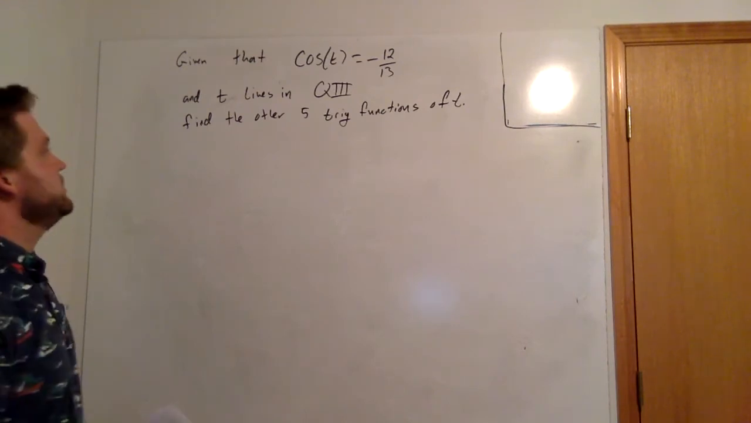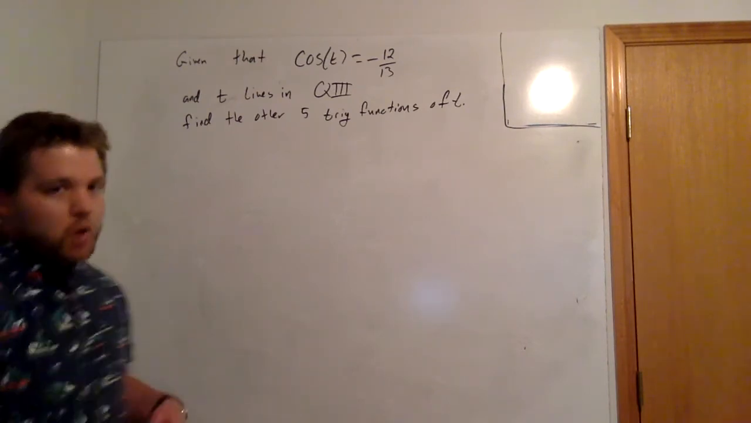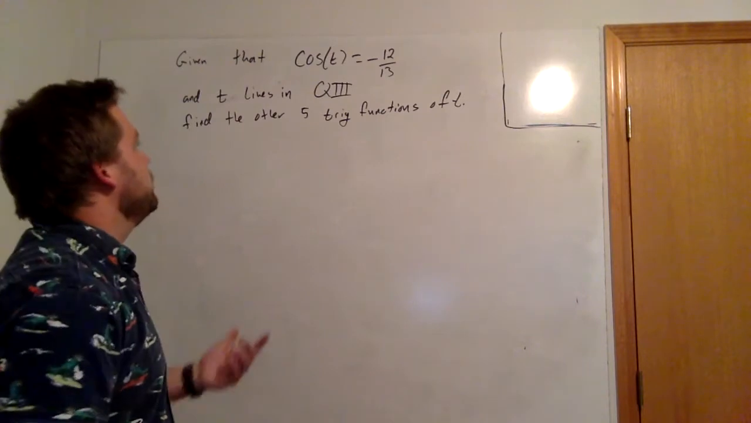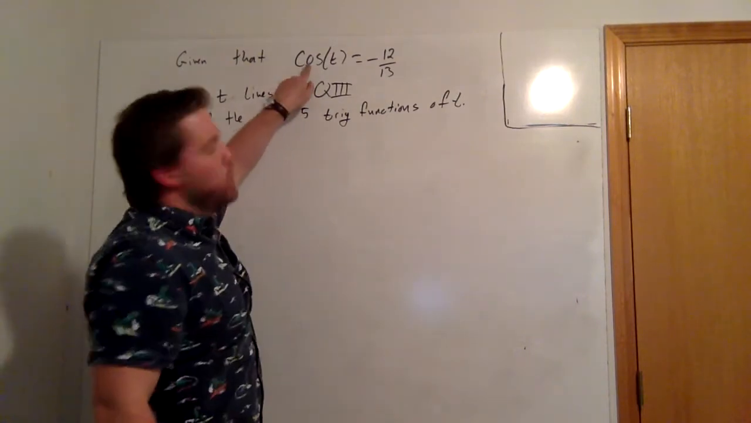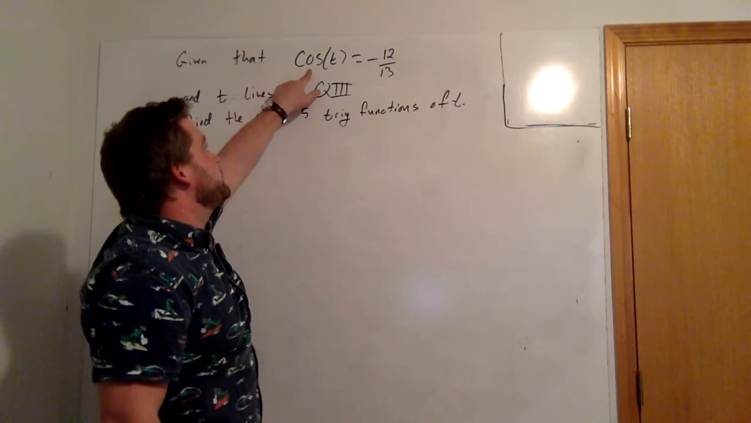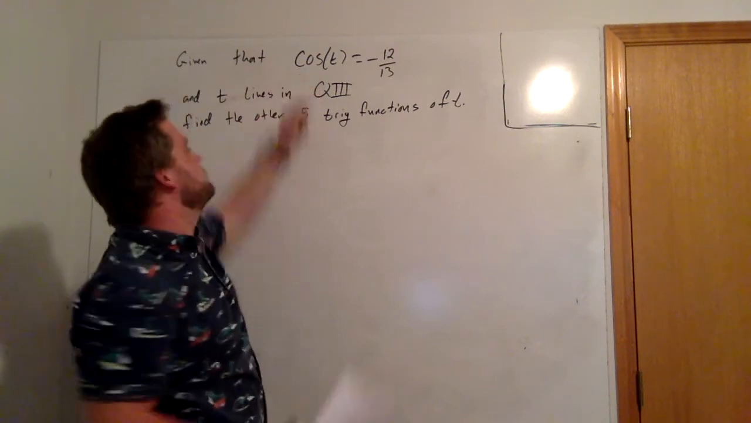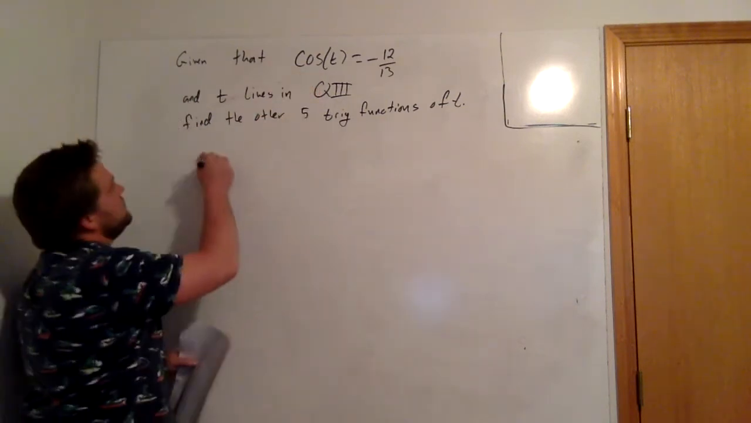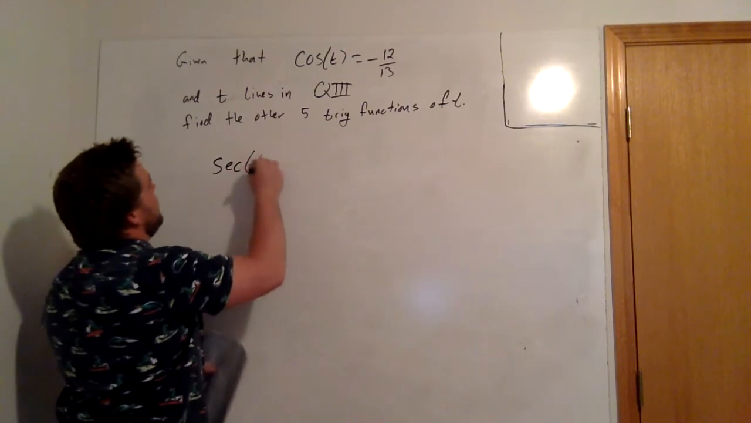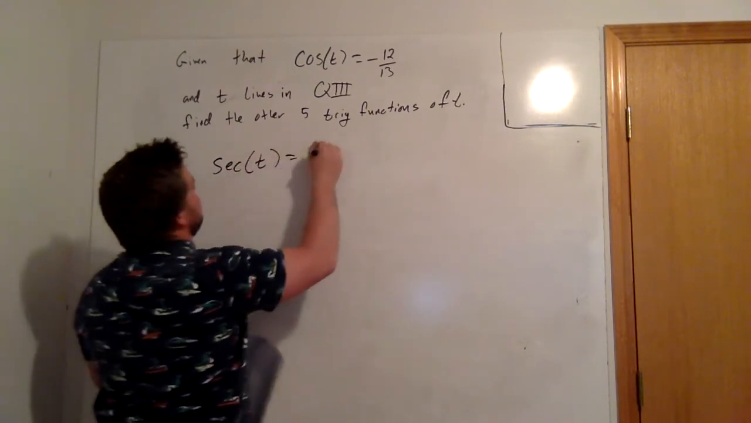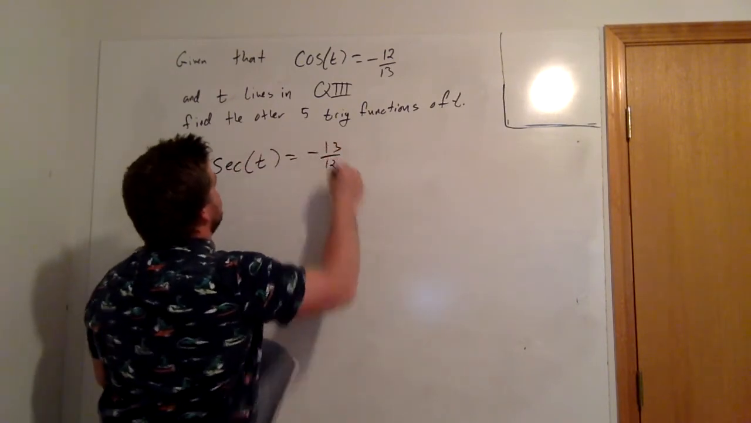So what we're going to do here is, right off the bat, what's the easiest one to find? If I know cosine, I can easily find what secant is just by doing the reciprocal. So right off the bat, this is almost a give me. I know that secant of t is going to be negative 13/12. Awesome, that's a freebie.